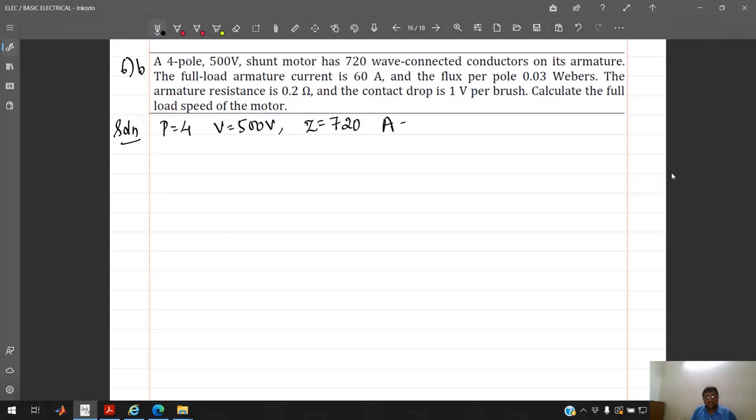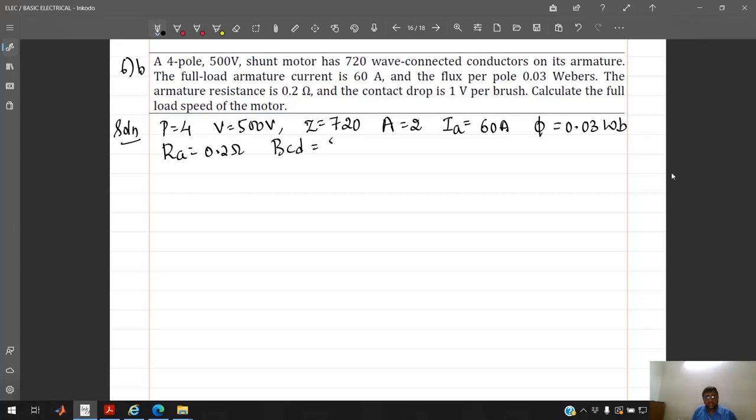Wave connected, so the number of parallel paths is equal to 2. The full load armature current is 60 ampere, so Ia is equal to 60 ampere, and the flux per pole is 0.03 Weber. The armature resistance Ra is equal to 0.2 ohm, and the brush contact drop is 1 volt per brush.